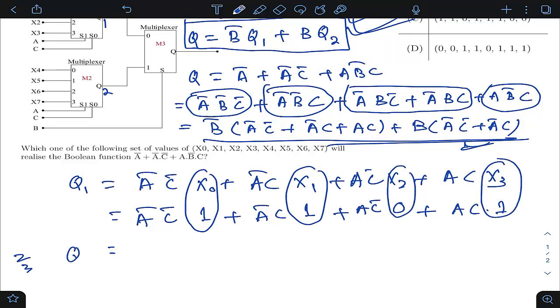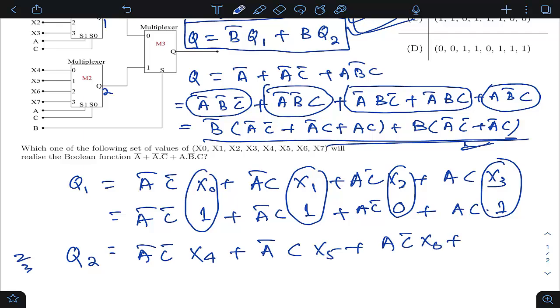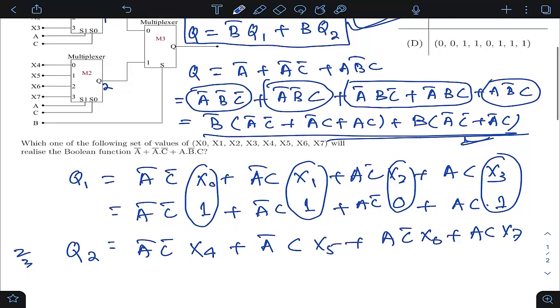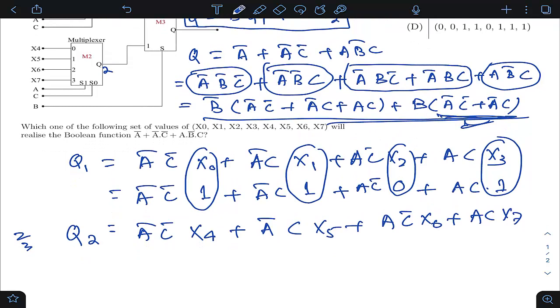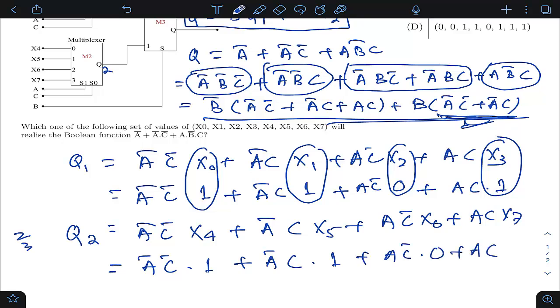Similarly, if I ask you to write with respect to Q2, Q2 is equal to A bar C bar X4 plus A bar C X5 plus AC bar X6 plus AC X7. Right? And what do you expect? You expect A bar C bar plus A bar C. So for A bar C bar, this should be 1, I want to retain this term. Next term is A bar C, so you also want this, so this should also be 1. Now the remaining things should be 0, so that these terms won't appear. So X4 is 1, X5 is 1, X6 is 0, X7 is 0.